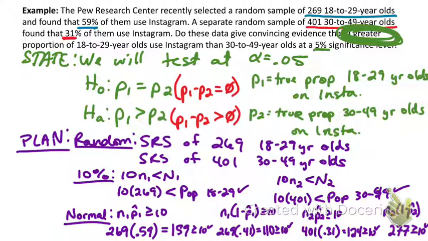I want to remind you guys real quick what these numbers also mean. 159 is the number of successes in the first sample. That's the number of people who use Instagram in the first sample. 110 is the number of failures in the first sample, the number that don't use Instagram. 124 is the number of successes in the second sample. And 277 is the number of failures in the second sample.